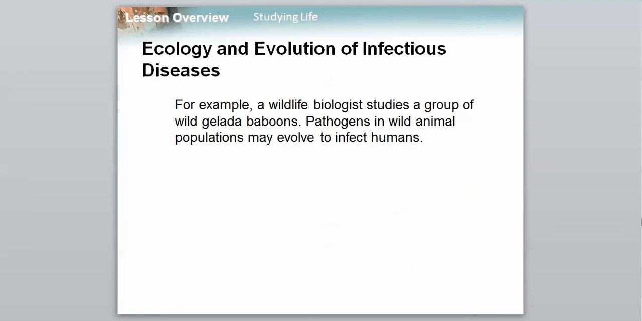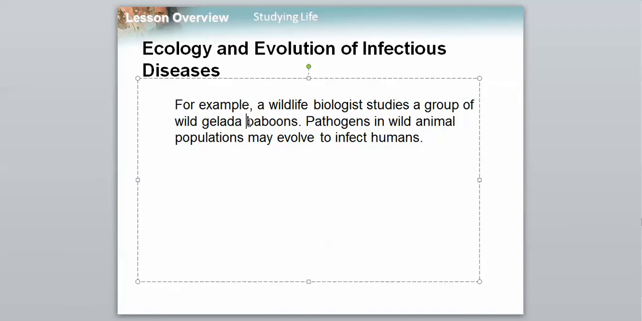And this example talks about how someone that studies a group of baboons might look at all their pathogens and see if there's any possibility that they can evolve to infect humans, because that would be kind of a big problem.